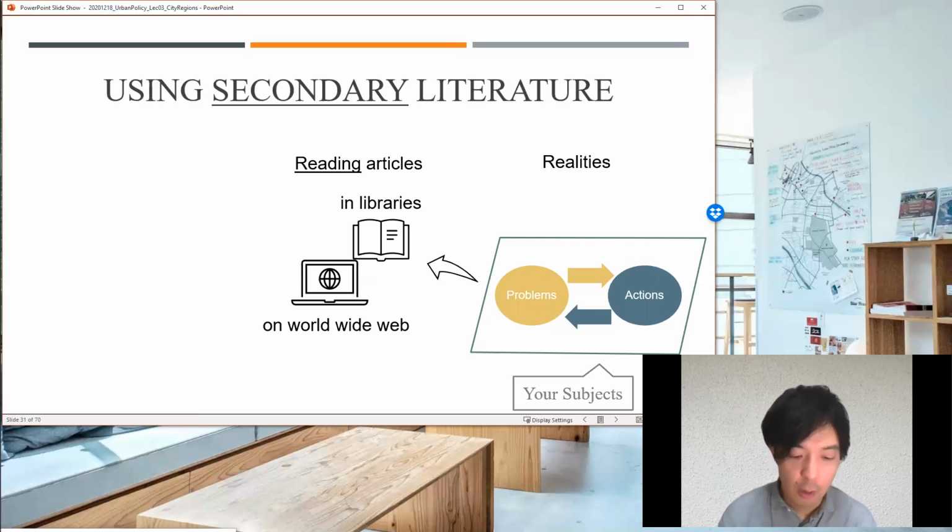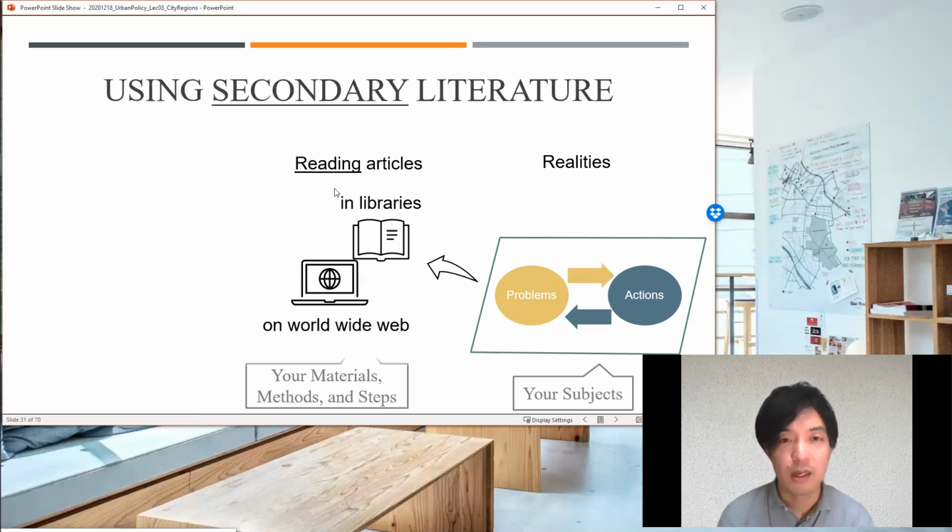So you should read articles. You should find informative articles in libraries or on the World Wide Web. These are the two biggest places where you can find informative articles. Then, in this pattern, what would be your materials? The articles you found in books and websites are the materials you need.